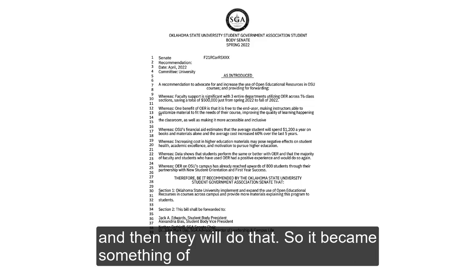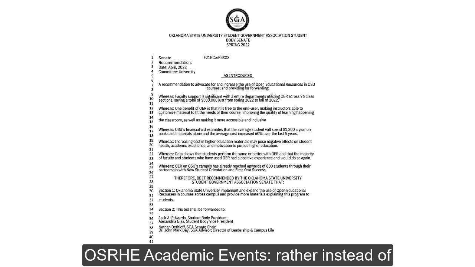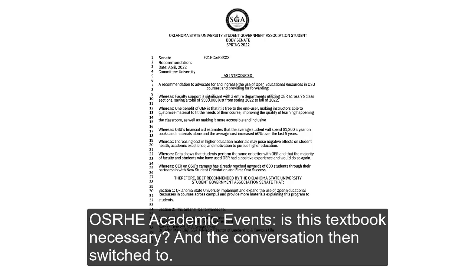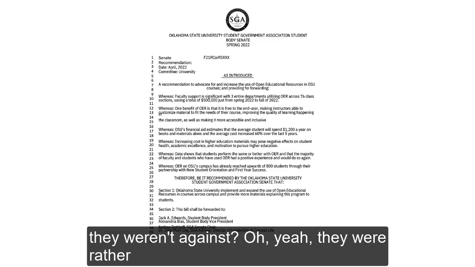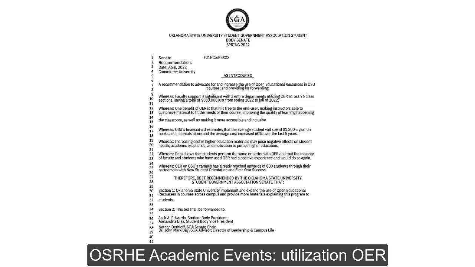So it became something of, rather than, is this textbook necessary, the conversation then switched to, how are we going to use this textbook? Are there other options? That began the OER conversation, where they weren't against OER. They were rather asking, how can we implement it in a correct way, so that I get the education that I want to get? Yeah, like they think they're missing something. They don't have to pay for it.